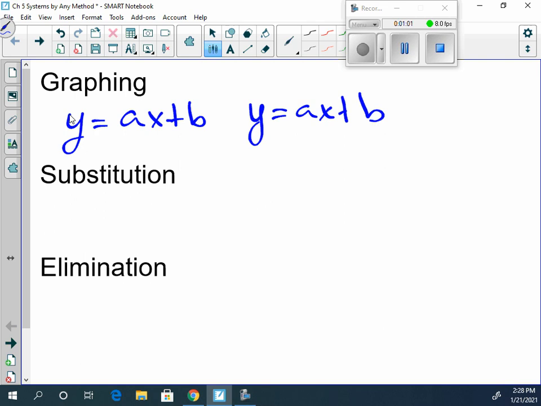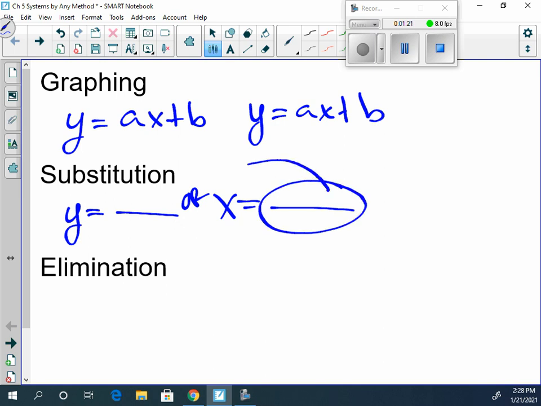Now, substitution: if we have an equation where one is y equals everything else, or x equals everything else, a variable by itself already, so y equals or x equals, it's going to be easier to solve it by substitution, because all we have to do is plug this in to the other equation and solve.